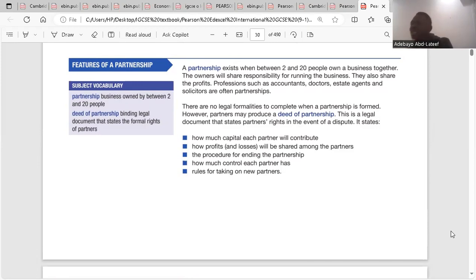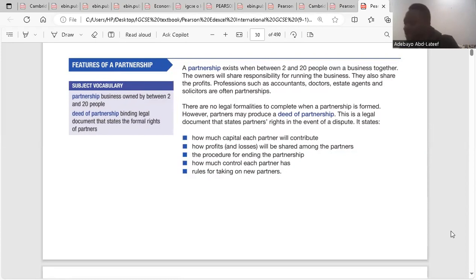So what are those things that you find in the partnership deed? One, the amount of capital each partner puts into the business. Two, how they're going to share profits. Three, the procedures of ending the partnership. Because it's a partnership business, they can stop it anytime.